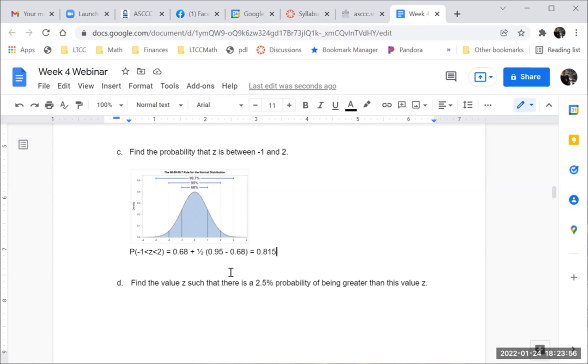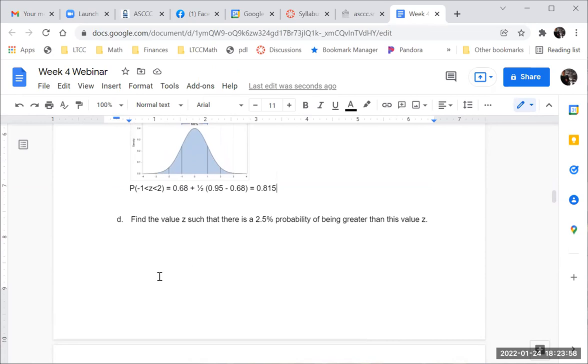Okay, so the next question, part D, is find the value of Z. No, this is not the Z-score calculator. We're going to see it's not a coincidence we call it Z, like Z-score, but you really want to think of it as a different concept. It's definitely not a Z-score calculator. This is normal distribution stuff. So find the value of Z such that there is a 2.5% probability of being greater than this value.